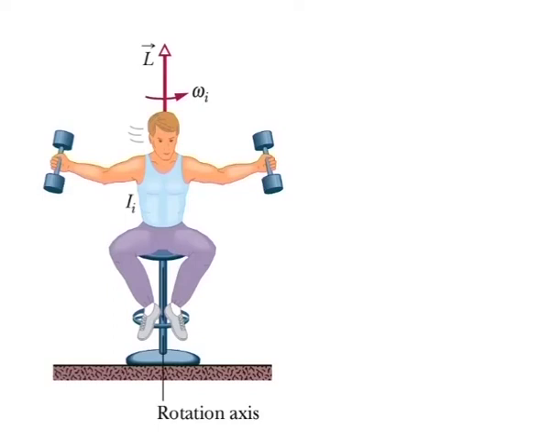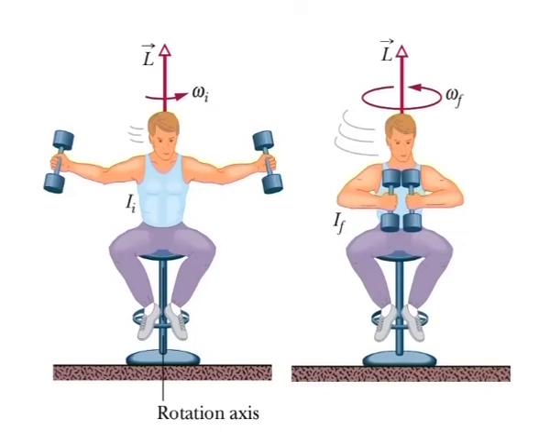The instructor now asks the student to pull in his arms. This action reduces his rotational inertia from its initial value Ii to a smaller value If. Because he moves mass closer to the rotation axis, his rate of rotation increases markedly from ωi to ωf. The student can then slow down by extending his arms once more, moving the dumbbells outward.